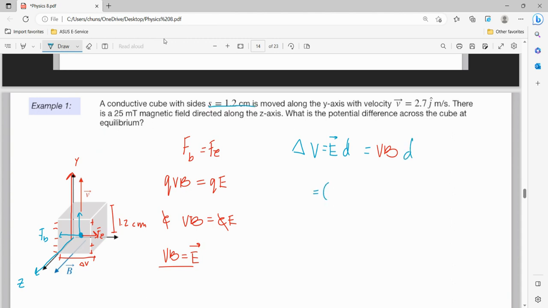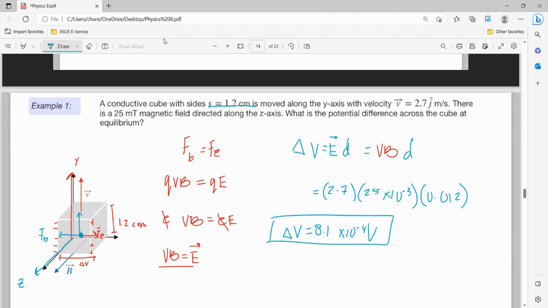Okay, so solving for this gives us 2.7 times our magnetic field, which is 25 milliteslas, times our side length, which is 0.012 meters. And this gives us a potential difference equal to 2.7 times 25 times 10 to the negative 3 times 0.012, and this gives us 8.1 times 10 to the negative 4 volts for our potential difference.